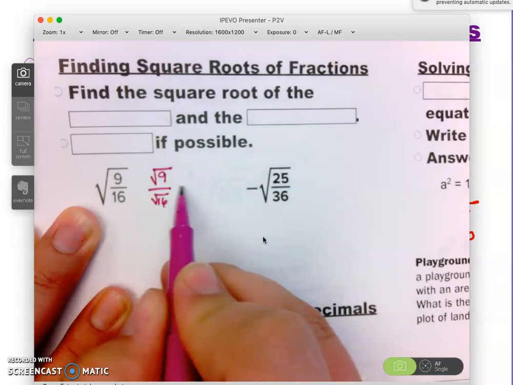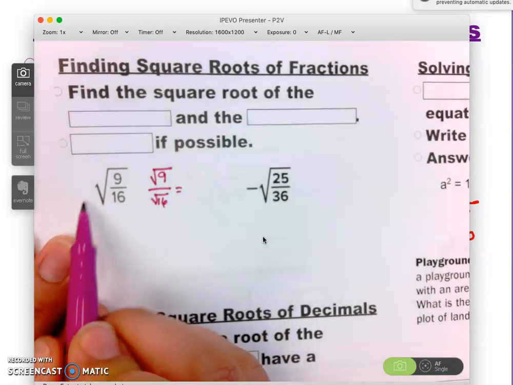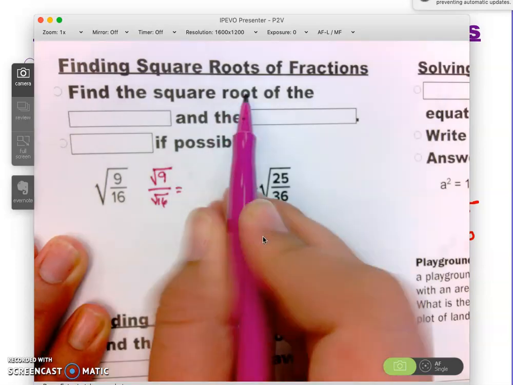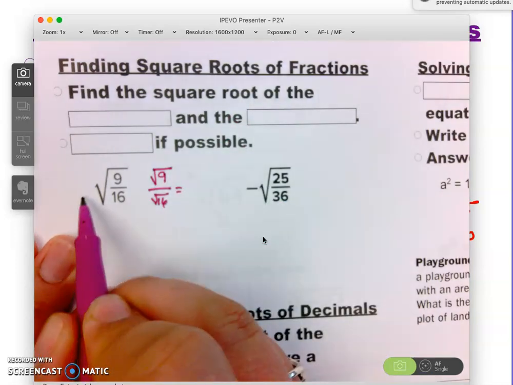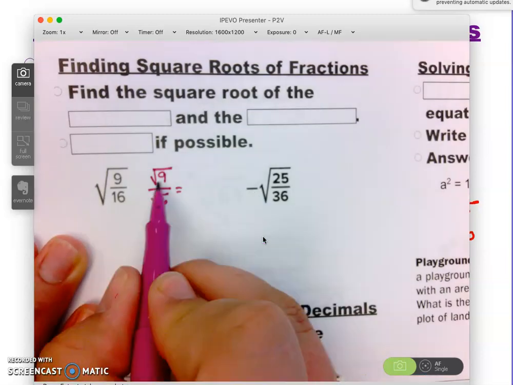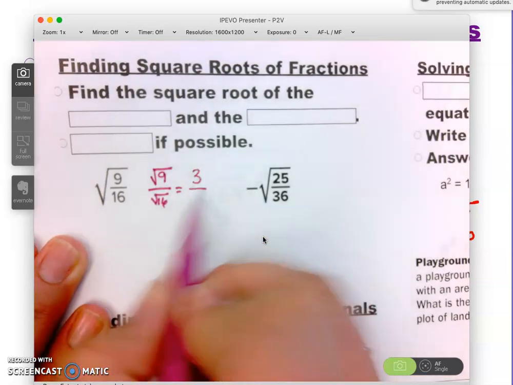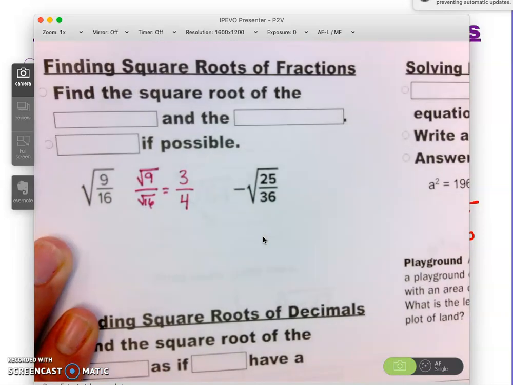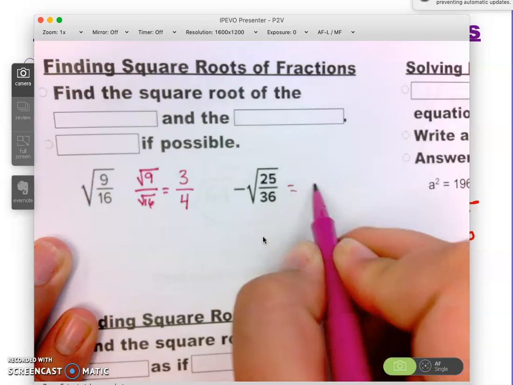So square root of 9, and again, if it wants it to be positive, because it says square root, it won't have anything. If it wants it to be negative, it'll have that negative on the outside. So square root of 9 is 3, square root of 16 is 4, and that's it. Done. Okay, so this would be a negative.